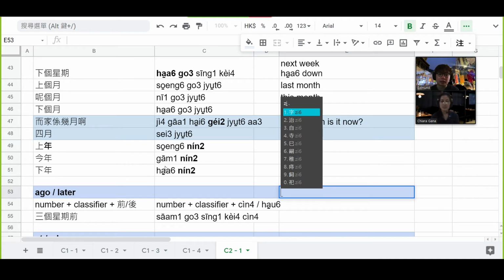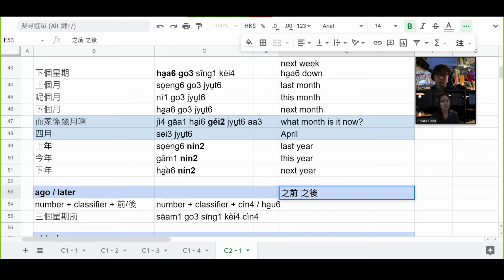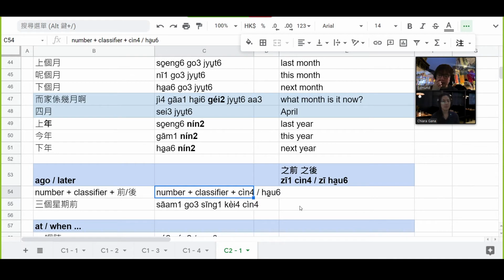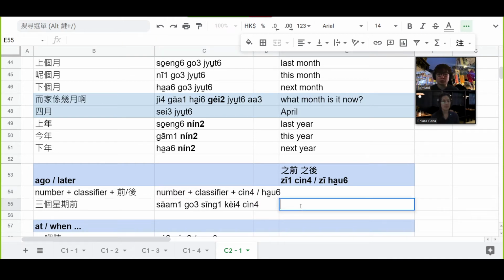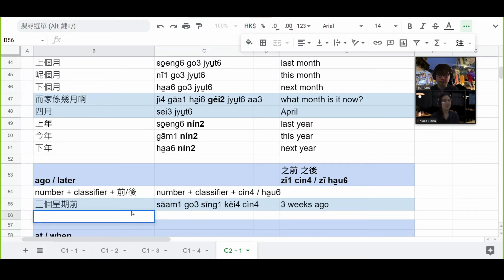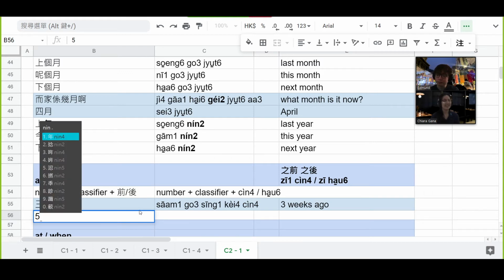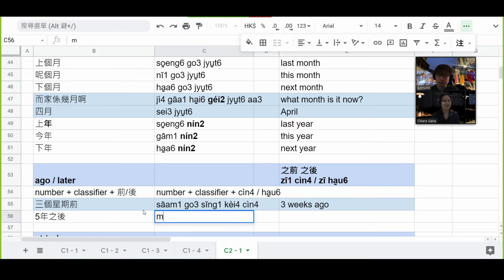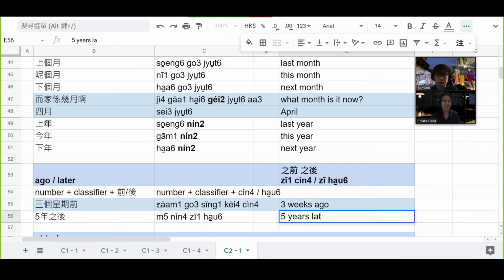之前 or 之後, they are the same. They add a 之 before it. So 三個星期之前 or 三個星期前 will be 3 weeks ago. How about 5 years later? 5年之後 will be 5 years later.